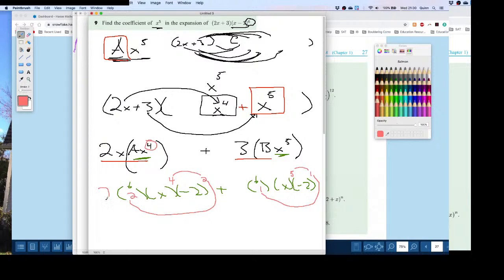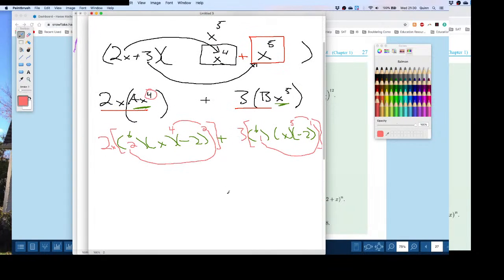And of course, I have 2 times all of this, whatever that is. And on this one, I'm sorry, 2x, my bad, 2x. And on this one, I have 3 times all of this, like so. So a little bit ugly, but that's what it is.